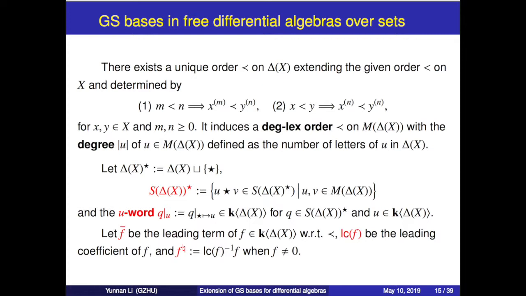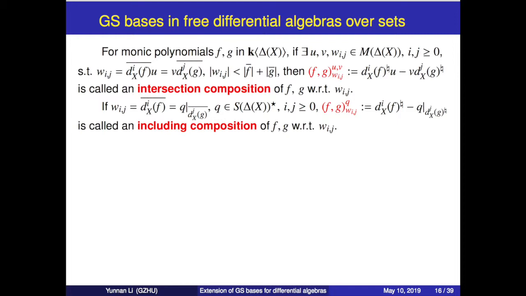Under this monomial order, we can define the leading term of a polynomial, its leading coefficient, and also the monic polynomial obtained from f by dividing by the leading coefficient. It's similar to the associative algebra case. For the global Gröbner-Shirshov basis in free differential algebras over sets, we also have two kinds of compositions to consider: intersection composition and inclusion composition. But it is more complicated because now the compositions involve the differential operators d x_i and d x_j.